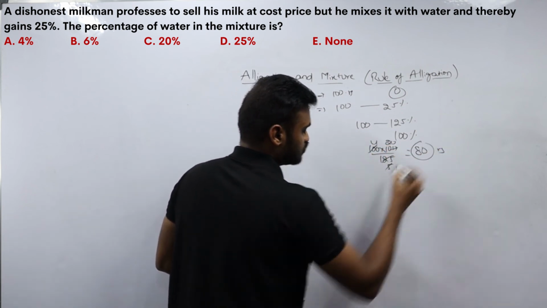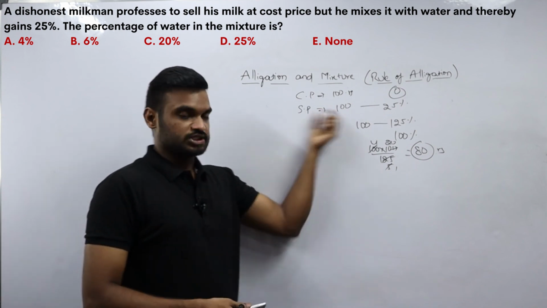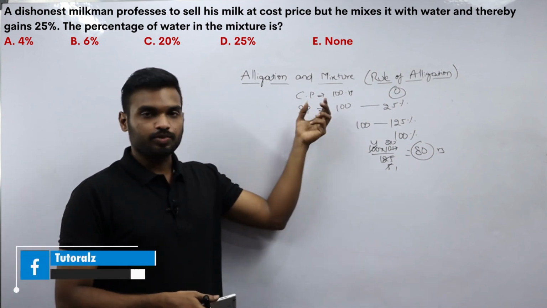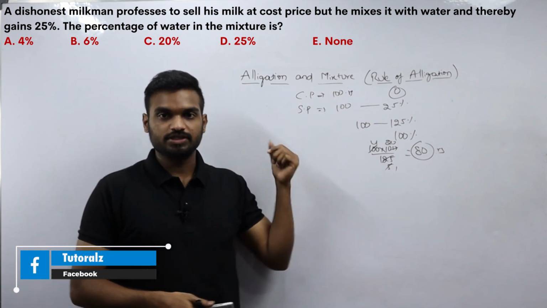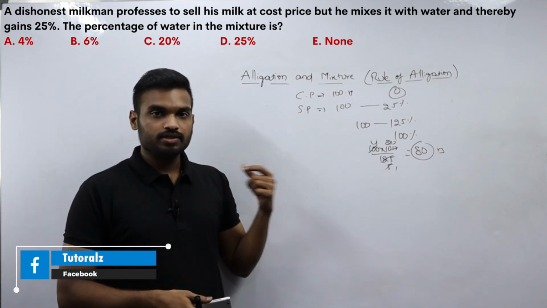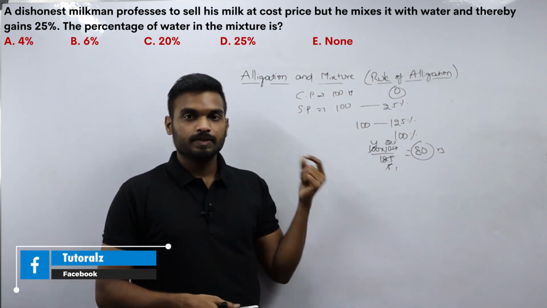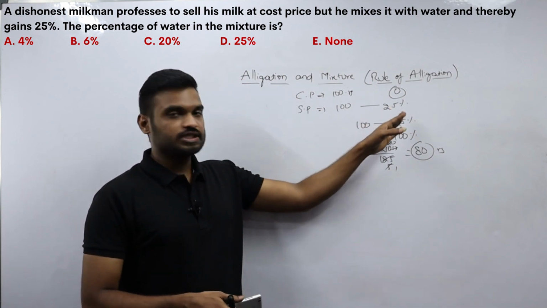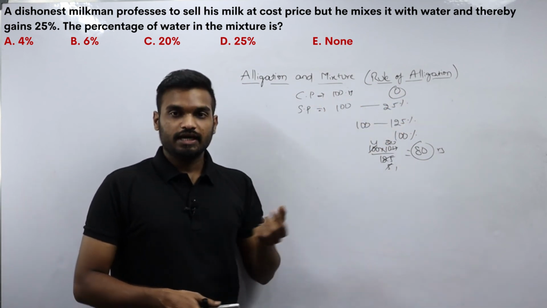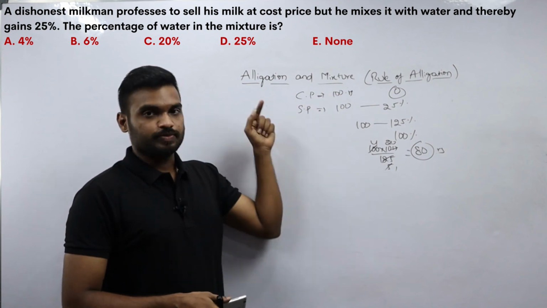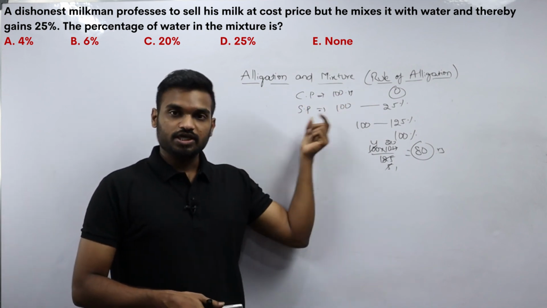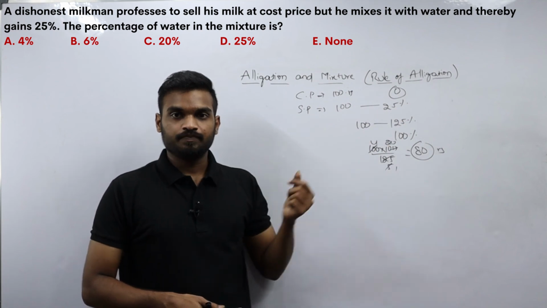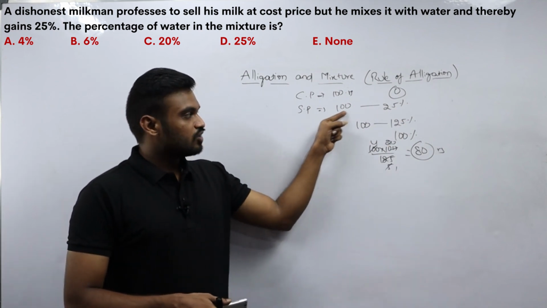80 rupees is the actual mean price of this mixture. Okay, see here, try to understand this. Suppose we assume the cost price of the milk as 100 rupees. Now I am assuming the water value as 0 rupees, because water is already freely available to the milkman. So he is mixing this water into the milk and selling it for the same cost price, that is 100 rupees only, but even though he is selling for the same 100 rupees, he is getting a profit of 25%.